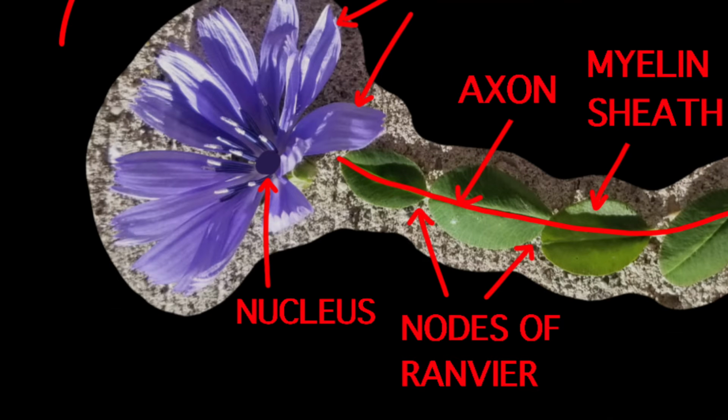The nucleus, which is the center of the flower, regulates all of the neuron's functions and contains the blueprint of the neuron, which is its DNA. The nodes of Ranvier are the gaps between the myelin sheath on the axon, and they aid in action potential propagation and allow ions to enter and exit the cell membrane.